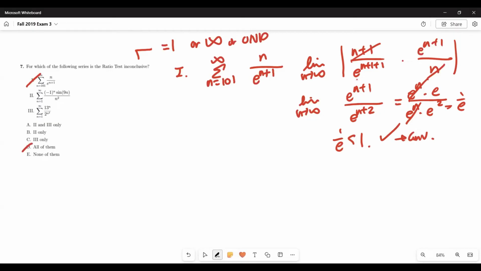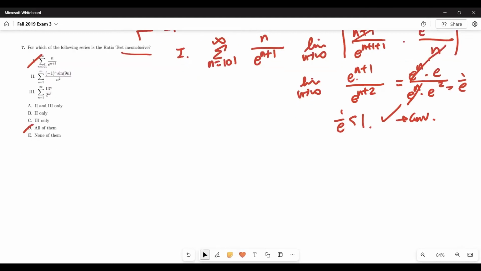That means D is also not right. And E, oh, we don't know about E. Yeah, oh wait, none of them. Oh, we don't know. Yeah, we don't know about E, but we know for sure all of the others are not right. So 2, let's look at that.